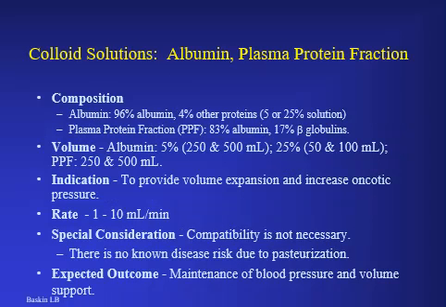Now, colloid solutions that consist of albumin or the plasma protein fraction, which is mostly albumin and some globulins, that's the component that people could use for volume expansion to increase both the oncotic and the overall blood pressure. And with these, just note that compatibility is not necessary, and they're pasteurized, so there's really no known disease risk with these.